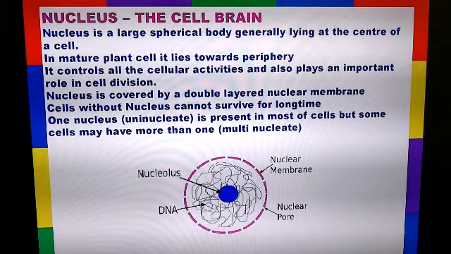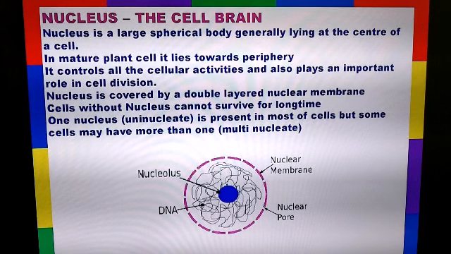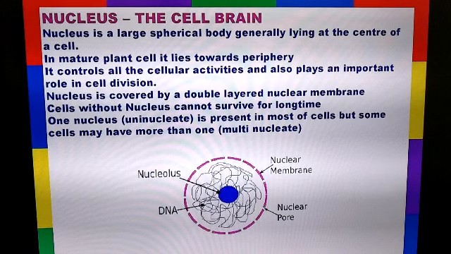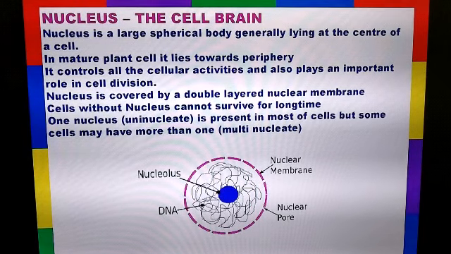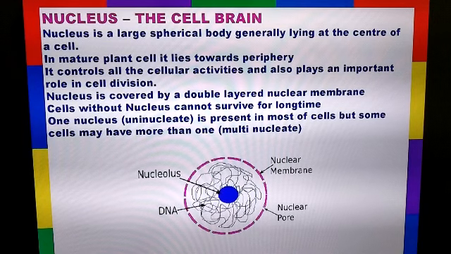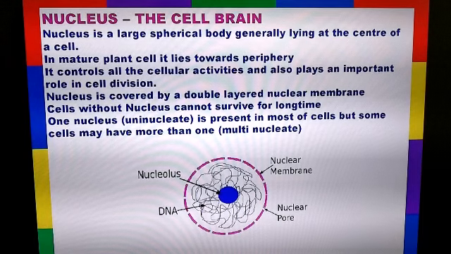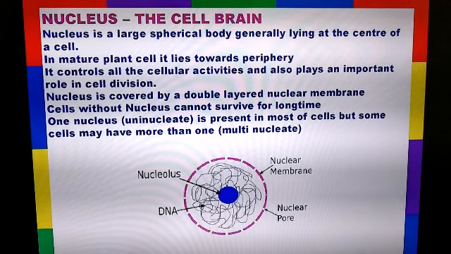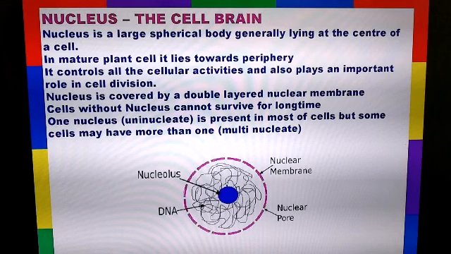But when the cell becomes mature, the nucleus shifts towards the periphery, that is, towards the corner. The nucleus, being the brain of the cell, controls all the activities of the cell. It also plays an important role in cell division. That is, one cell divides to form two cells, divides to form 4, and so on.